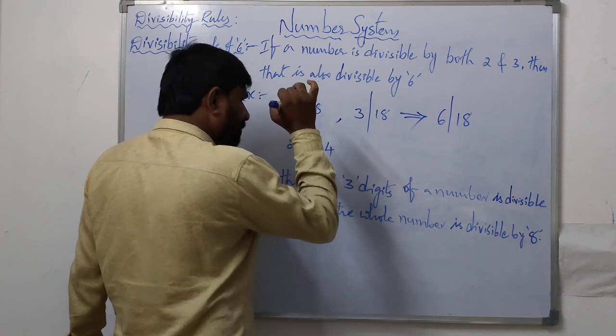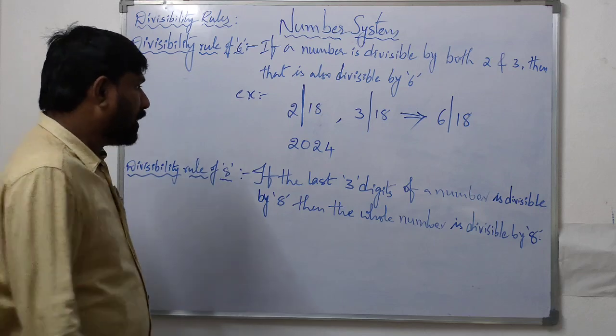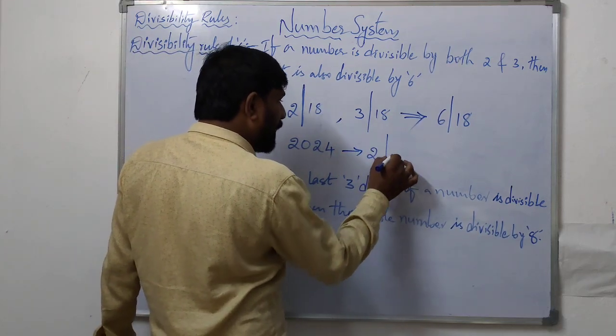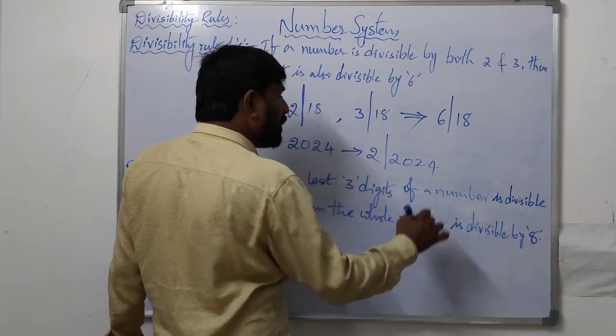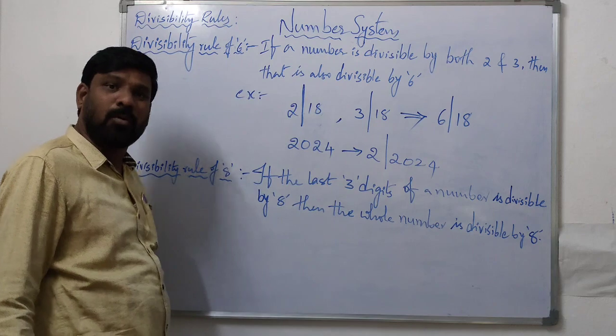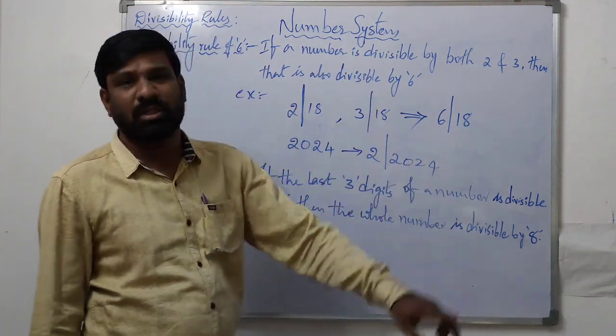Now I will take 2024. Will this number be divisible by 2? Definitely. Why? Because in order to be divisible by 2, the unit digit must end with either 0 or 2 or 4 or 6 or 8. Here 4 exists, so 2 divides 2024.